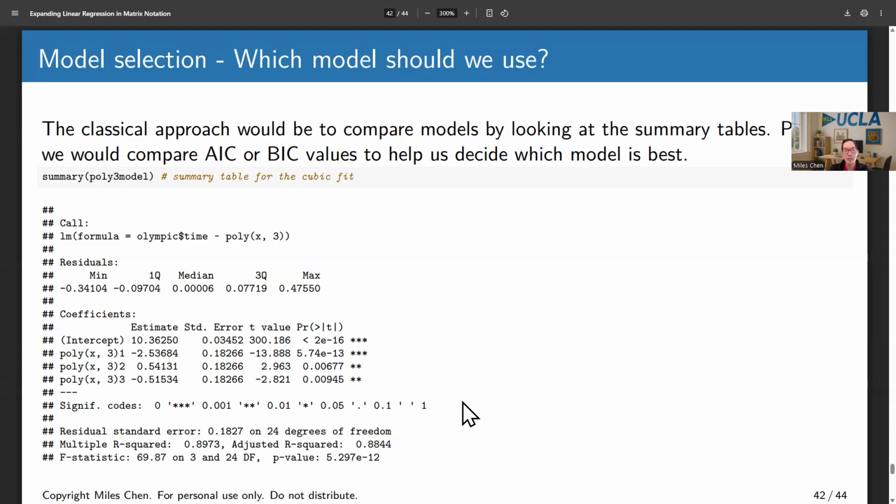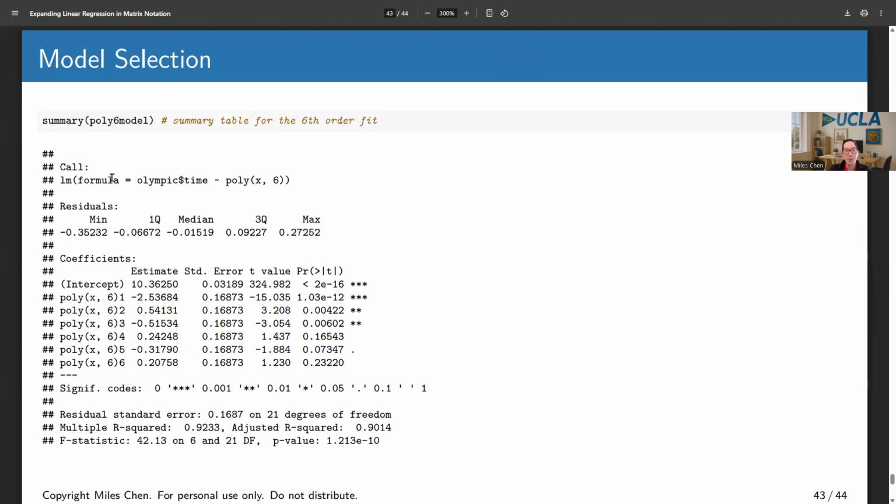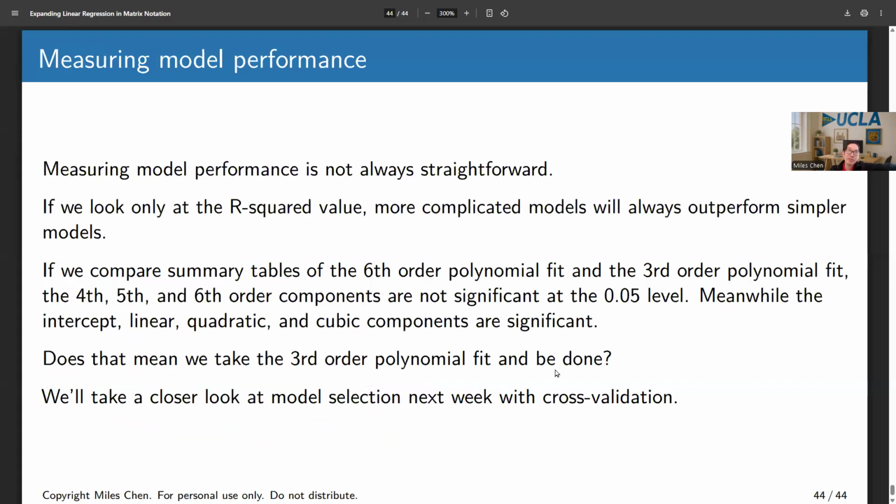So here's the summary table for the third order polynomial model. Here's the summary table for the sixth order polynomial model. And it looks like the first, second, and third terms are significant. And the fourth, fifth, and sixth, I don't know, the fifth one has a p-value of 0.07, but is that really the thing? And so we have these different kinds of tools, and how we measure performance and choose which of these models we should use, there's a lot of questions, right?